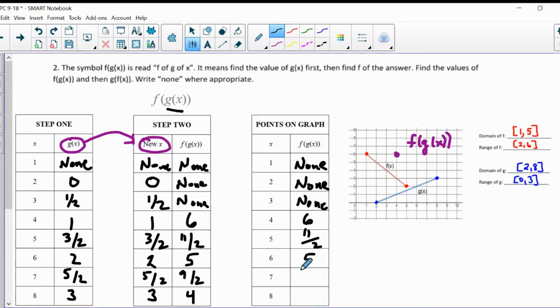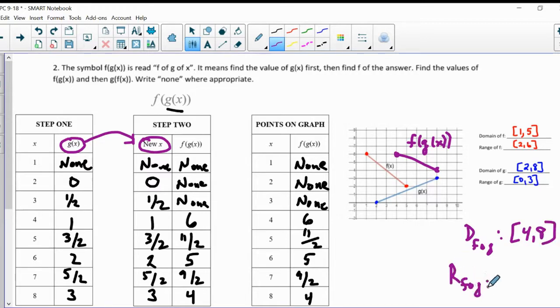So I'm going to fill these out, 5, 9/2, and 4. And so I'm just going to plot these points, and what I see is it ends at (8, 4). Since it's a line, it's pretty straightforward, no pun intended, line straight. But we end up with this as my f of g of x. So the domain of f of g is 4 to 8, and the range of f of g is 4 to 6.